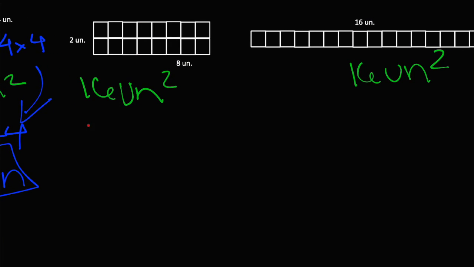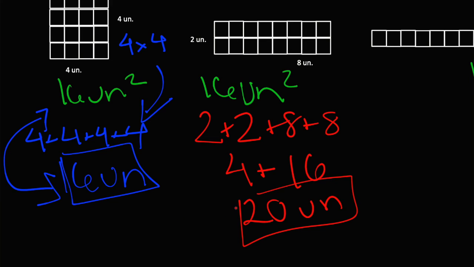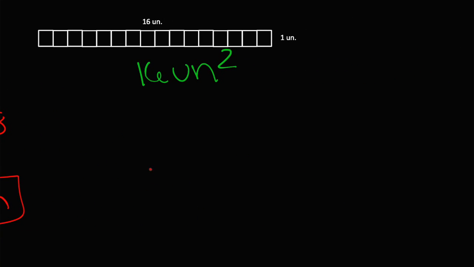Let's look at this one. Here we're going to do 2 plus 2 plus 8 plus 8. 2 plus 2 is 4, and 8 plus 8 is 16. 4 plus 16 is going to be 20 units. So that's going to be our perimeter. 16 is less than 20 already. So we're going to be looking at our last block right here.